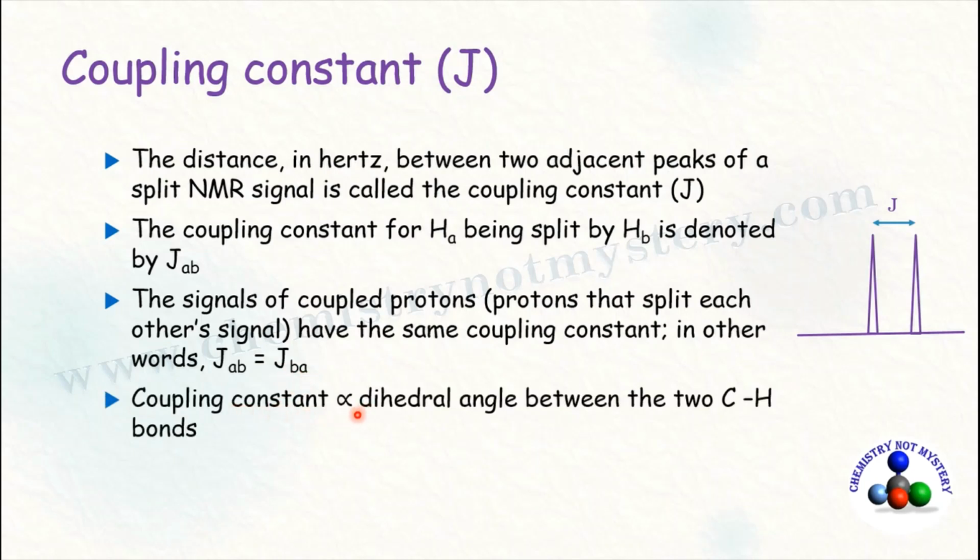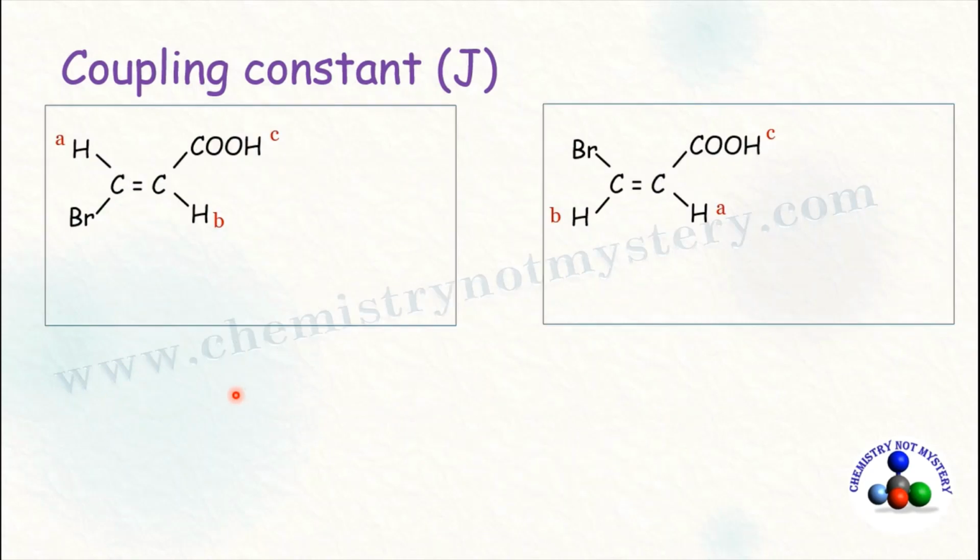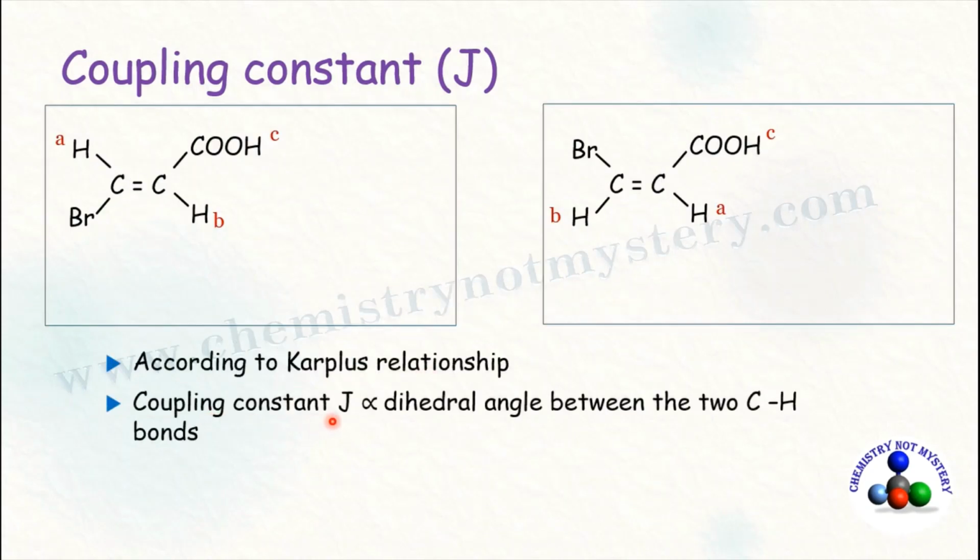Coupling constant is directly proportional to the dihedral angle between two CH bonds. It is known as the Karplus relationship. So according to the Karplus relation, coupling constant J is directly proportional to the dihedral angle between two CH bonds. Dihedral angle in trans isomer is 180 while it is 0 in case of cis isomer. That's why the coupling constant for trans protons will be more than that of cis protons.